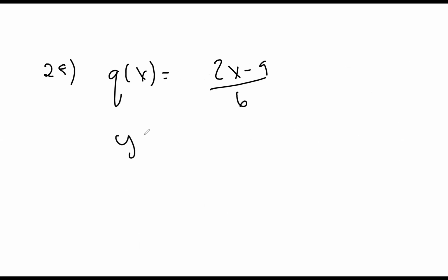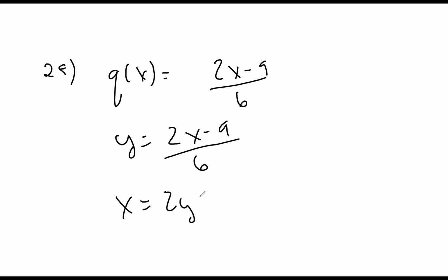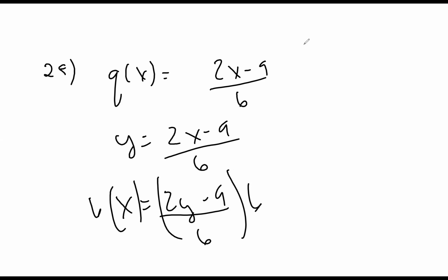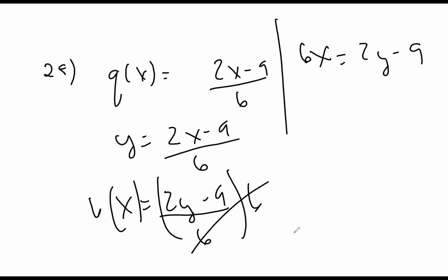Replace it with y. Okay. Got it. Next, switch the x and the y. Okay. Ooh, hold on. My line got a little out of control. Okay, got it. Multiply both sides by 6. Perfect. So that gives me 6x over here. I'm left with 2y minus 9. Okay, now what? Add 9.